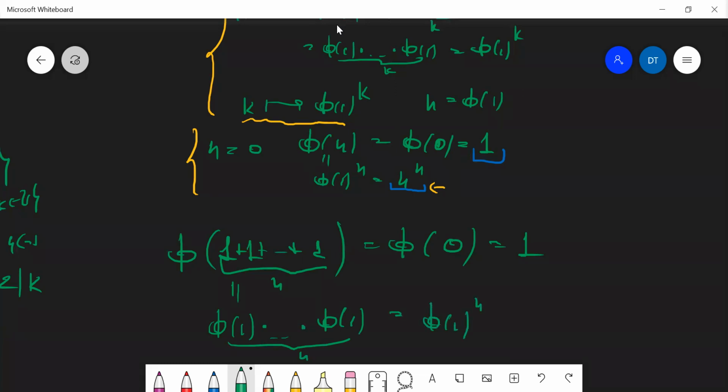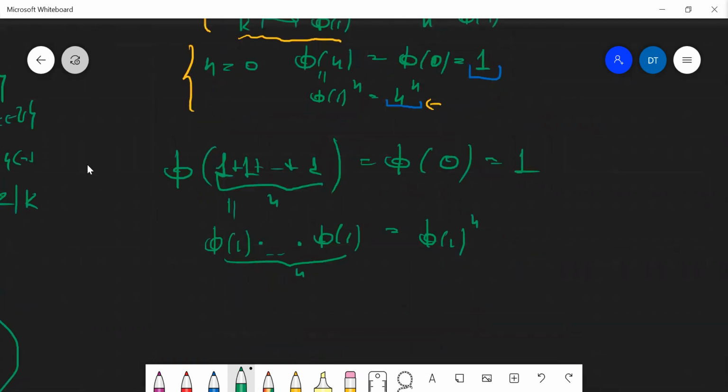Okay, but why do we know that phi of 0 is 1? Oh, because phi is a homomorphism, and each homomorphism takes a neutral element to a neutral element. For Zn, the neutral element is 0, and for the group H, we denote the neutral element by the symbol 1. Okay, and what of it? What have we done? But is it clear now, or should I explain something else?